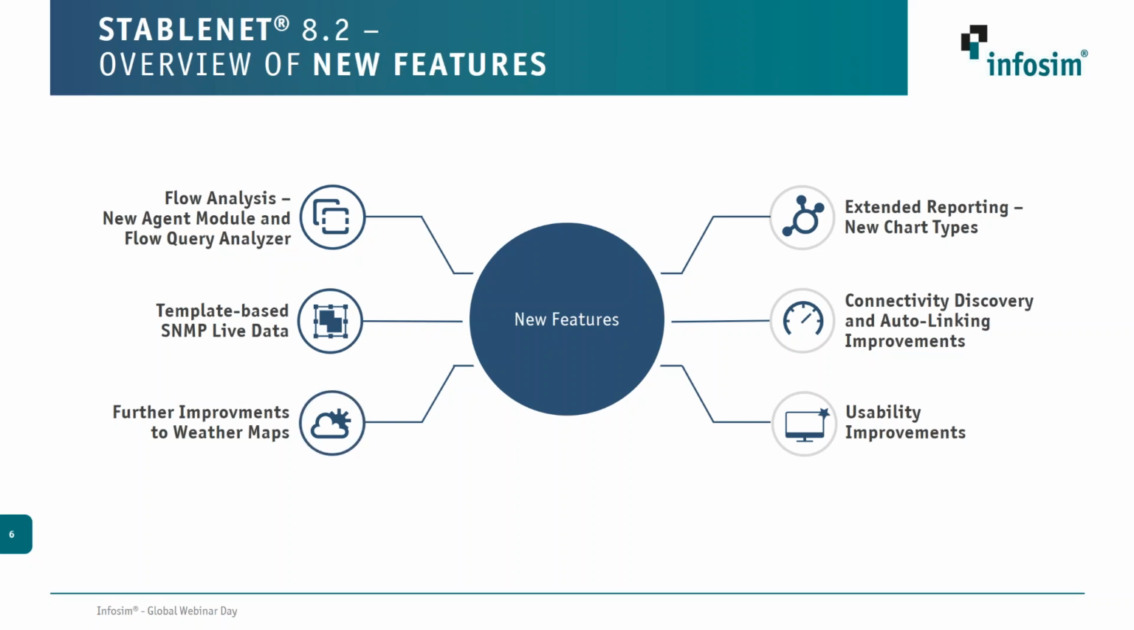I will show a little bit of this in the live demo. And again, usability improvements as always. We also greatly improved the connectivity discovery and the auto-linking in StableNet so that this will be more accurate. I know some of you maybe had some minor issues in the past. This should work a lot better now. Last point here, we also extended the reporting. It's better integrated with the tagging now, and we also added some new chart types.